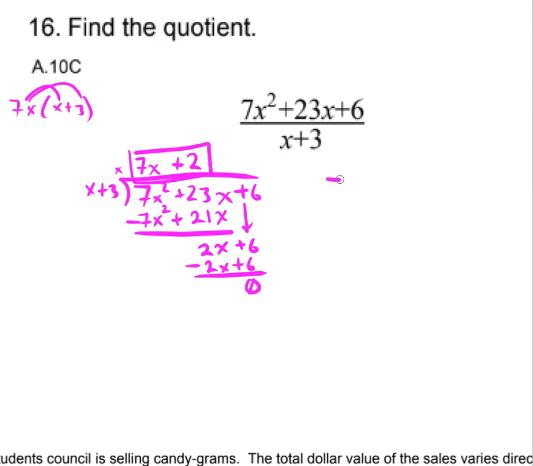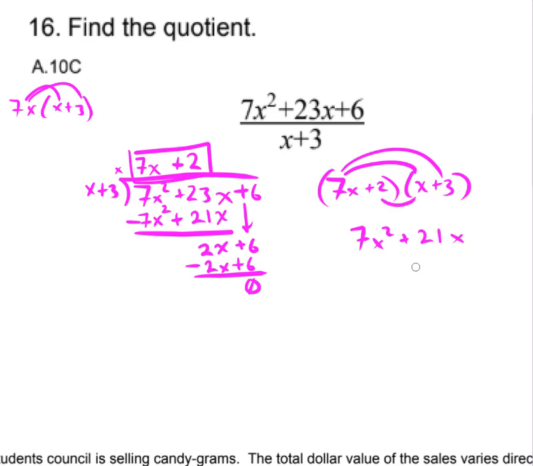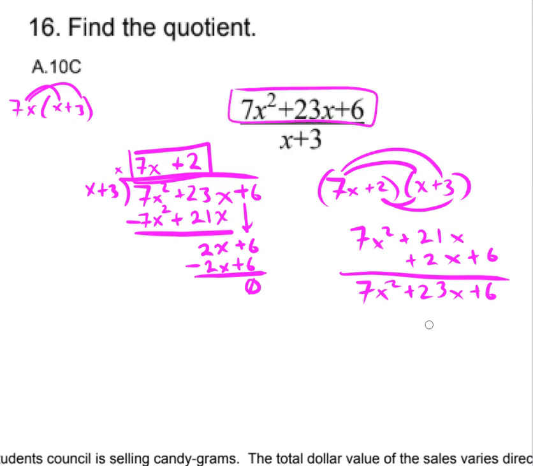Now, once again, with these problems, you don't have to guess if you're getting it right. You can actually go ahead and FOIL to see if you got it right. So in this case, I'm going to FOIL. 7x times x is 7x squared, right? 7x times 3 is plus 21x, right? 2 times x is plus 2x, right? Plus 6. I add those two together and I get 7x squared plus 23x plus 6. And there I go. Since I started with that, I know that I did this right.